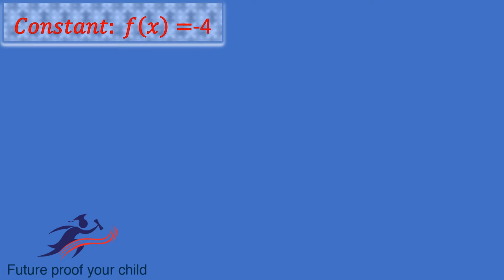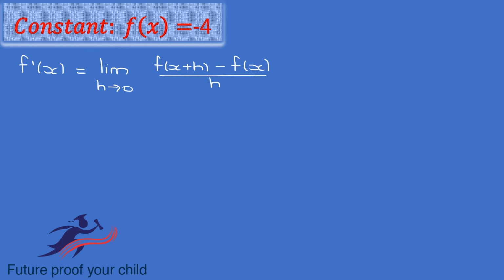So we're going to start by finding the gradient or the derivative using first principles and looking at a constant value. We start by writing the derivative equals, or the gradient equals, the limit as h approaches 0 of f of x plus h minus f of x over h. It's important that you stick to the notation. So the limit as h approaches 0, don't get lazy.